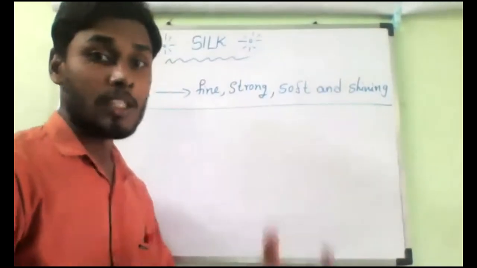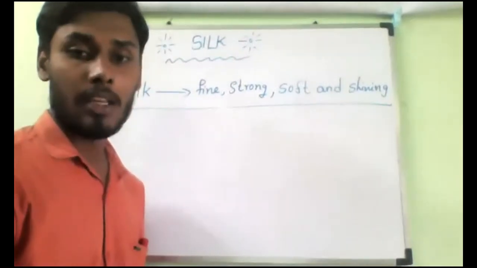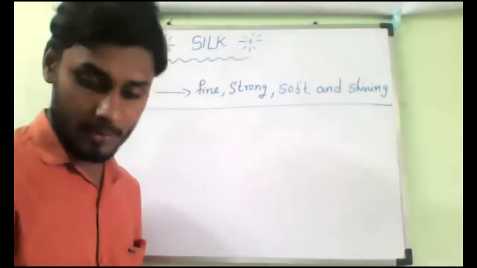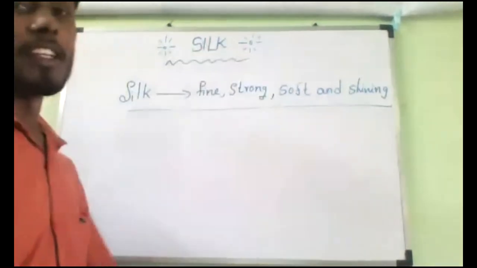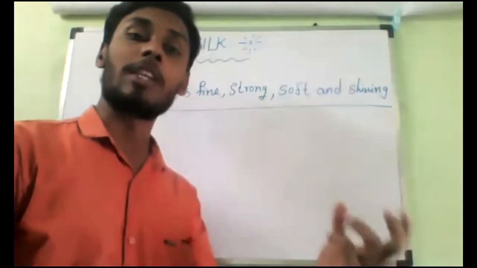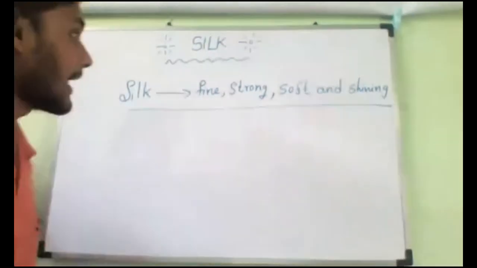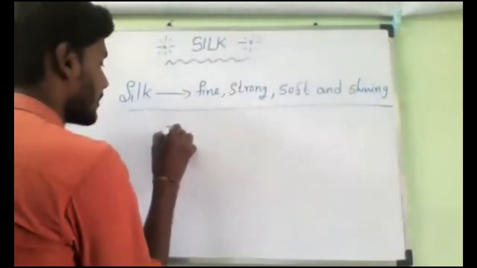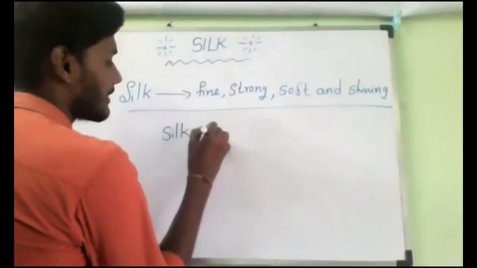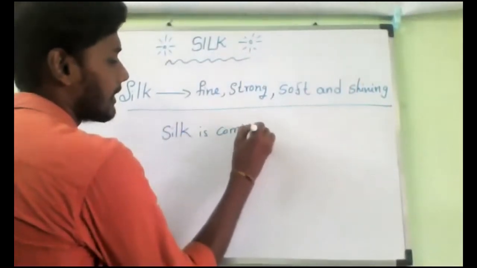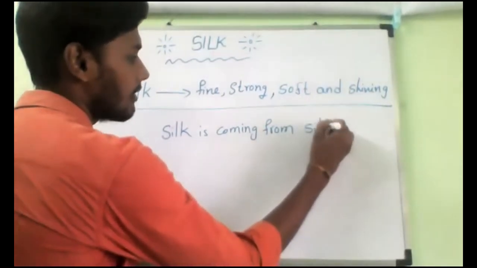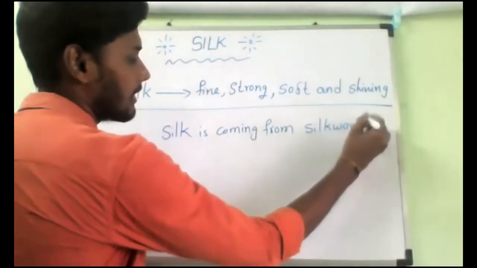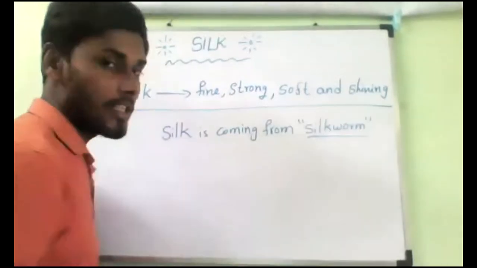So, where is it coming from, which is producing it, can you say? Silk is from silkworms. The name itself is there. Wool is coming from sheep and goat and all. Like that, silk is coming from the silkworm. What should we call it? Silkworm. Understand, Kaushik? Silkworm.